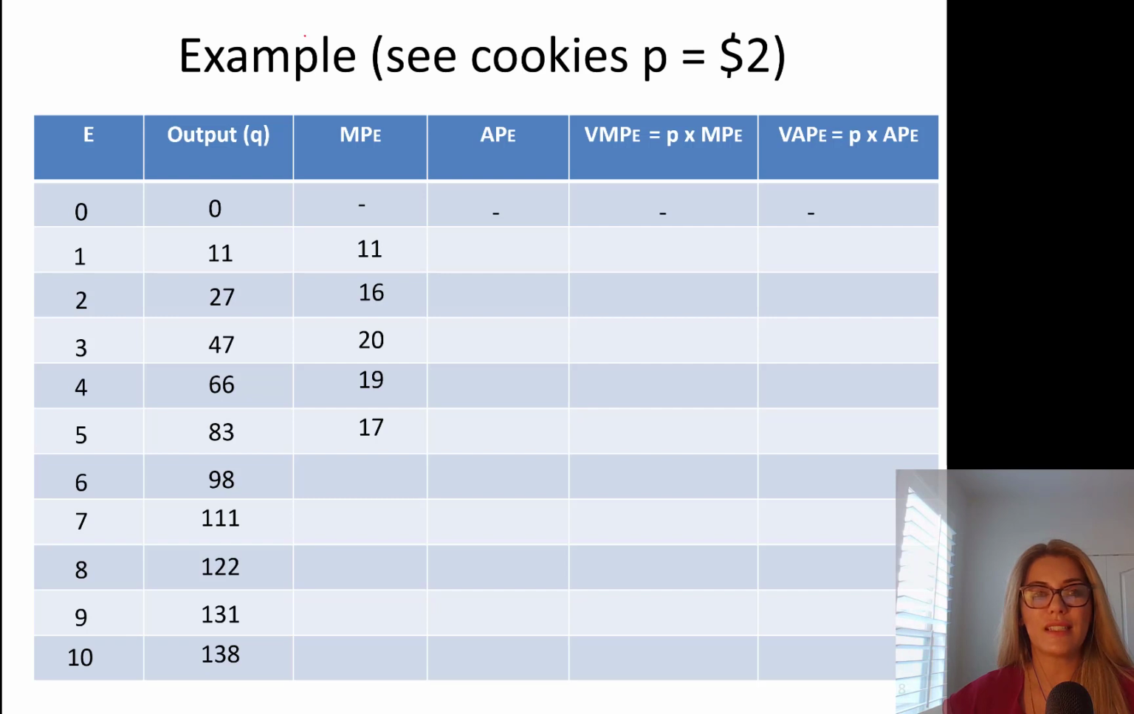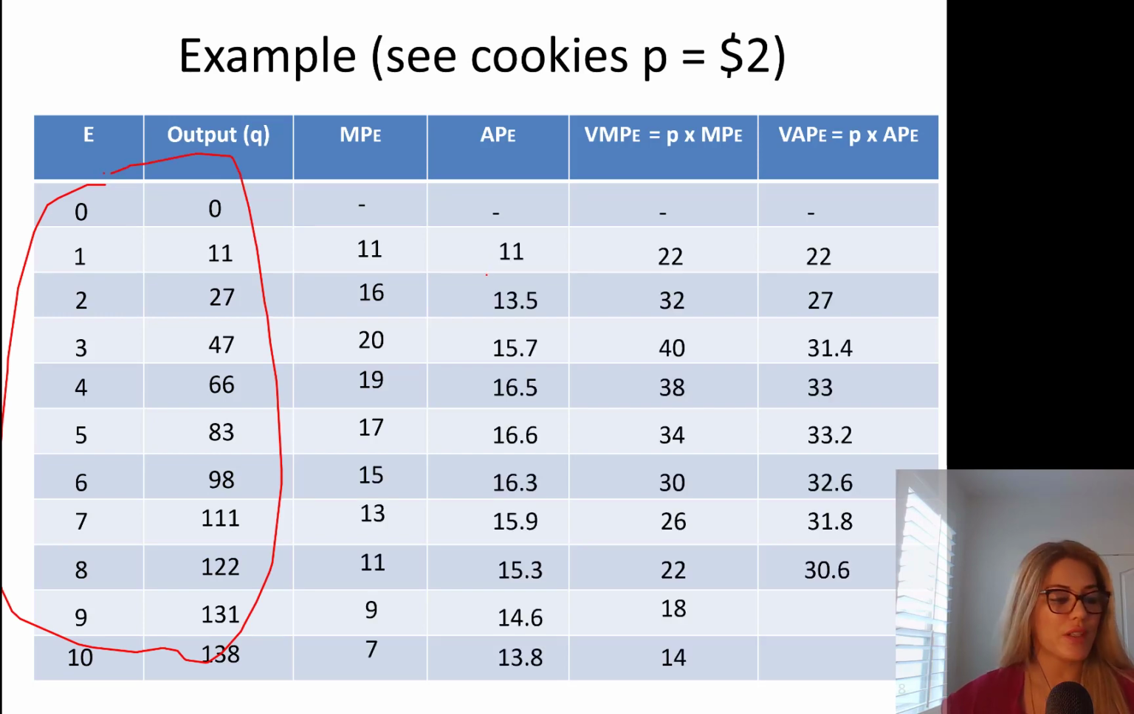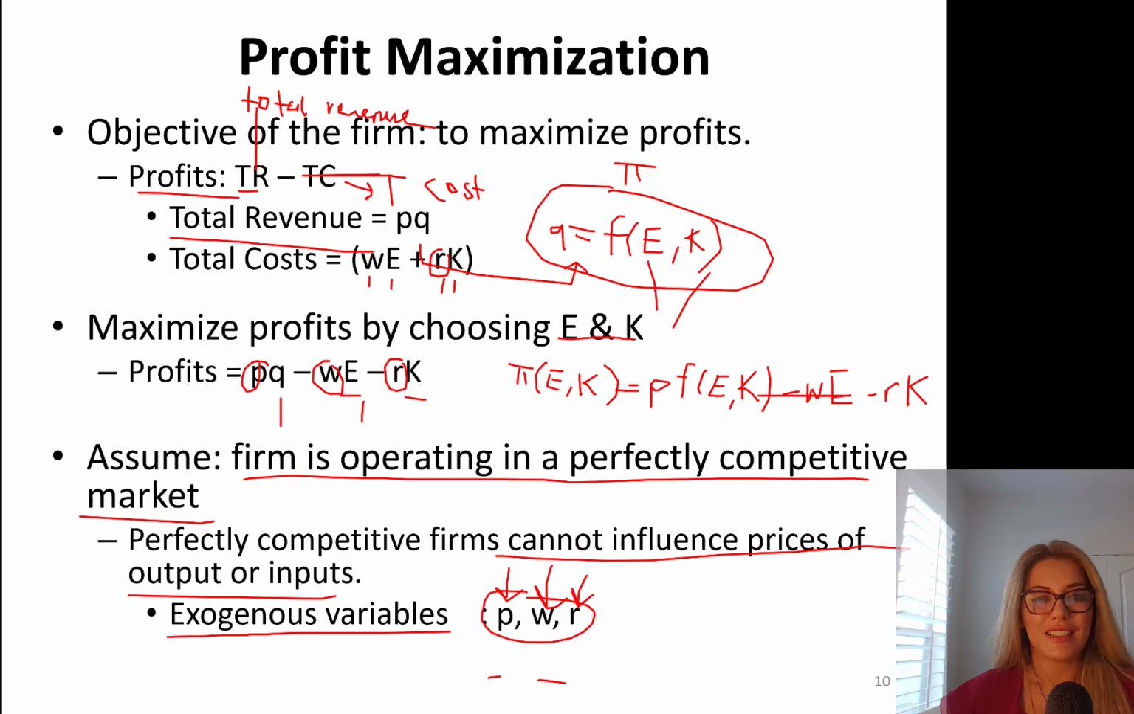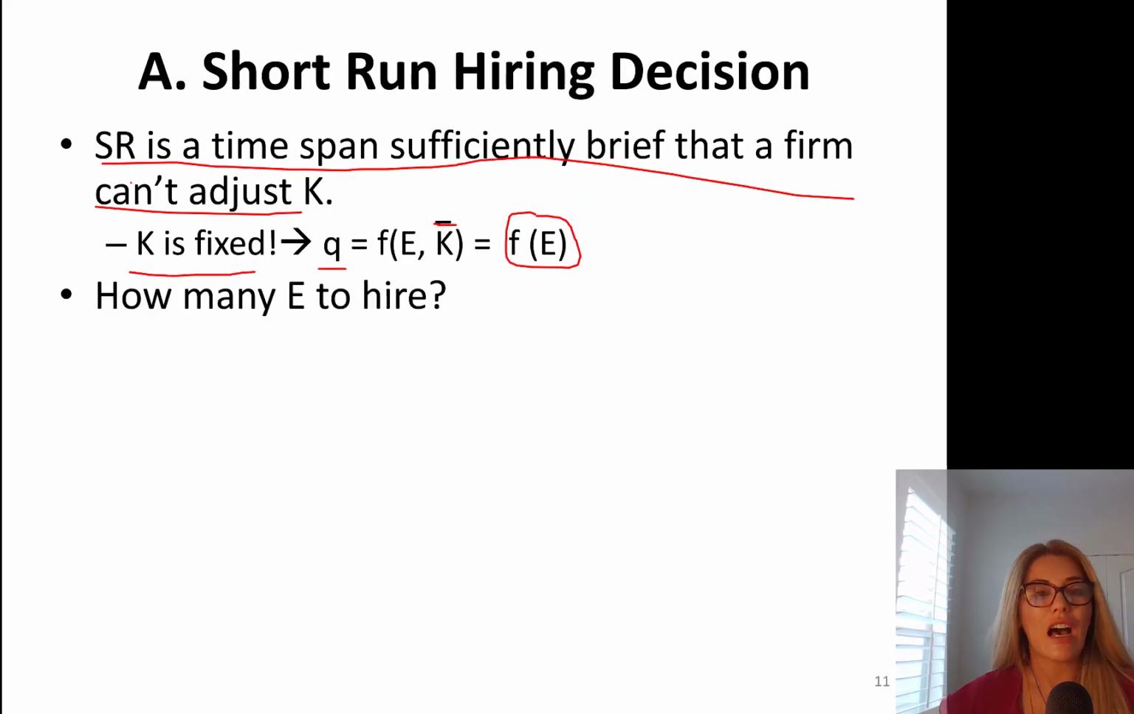You have only seen employment changing, right? This is a production function, folks. The first two columns show you the production function. Okay, moving on. All right, where were we? Right here.